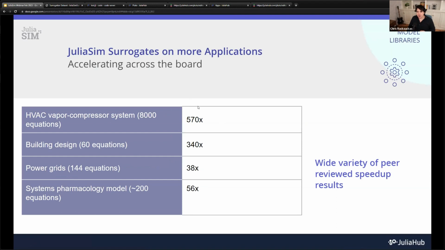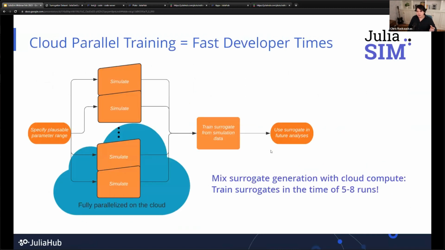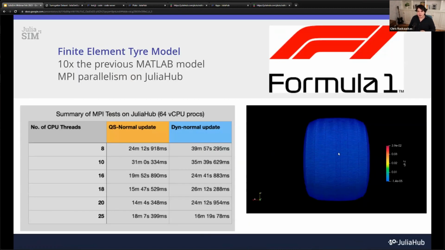Then we had other papers that showed this on HVAC systems, building design, power grids, system pharmacology. And at some point, we just go, okay, this is probably around the right number. As you can see, it's not always 100, sometimes higher than 100, but it's always in the range of 50-ish to 100-ish, right? I even have more examples, right? So there's a scalable building model that had a bunch of rooms, 20 rooms in a row, and we showed that it hit 80%, or 80 times, right? So there's so many different examples of that.